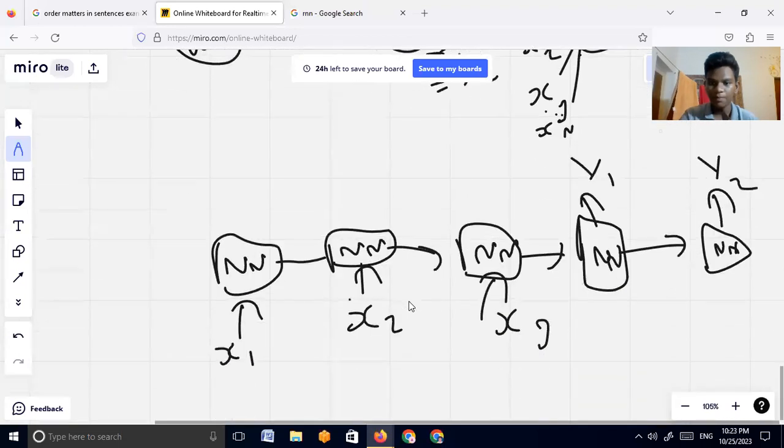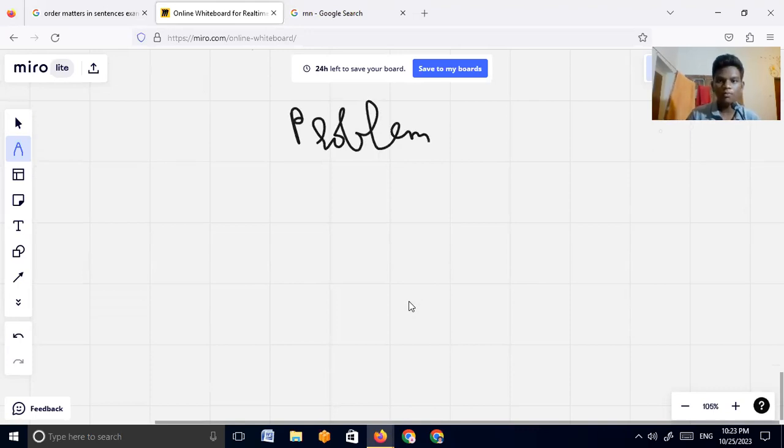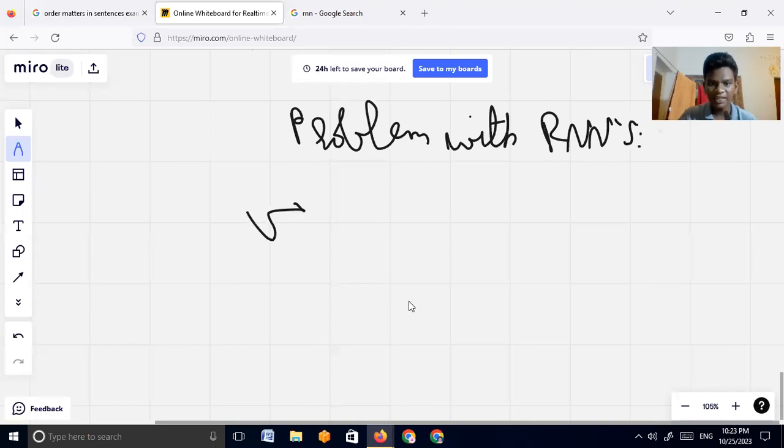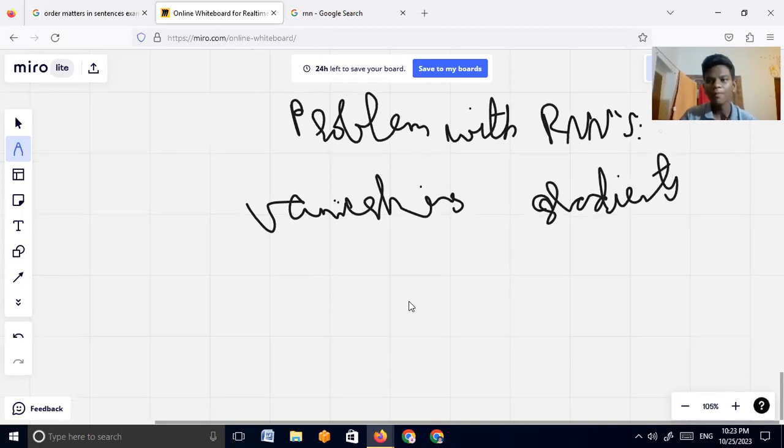That is the thing. But there is also one more problem with RNNs. The problem is vanishing gradients. I'll explain what that is in detail. The thing is, the model could not remember things.